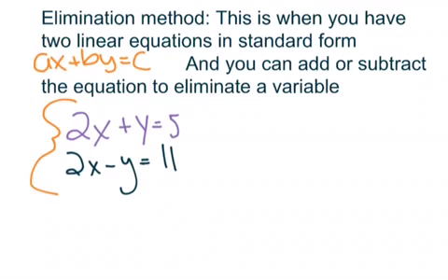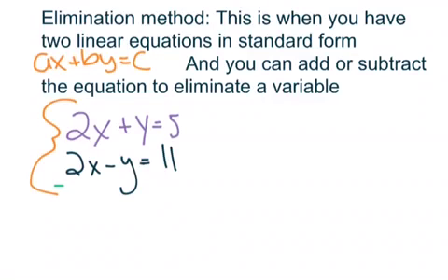All right, now we're going to hop over to the elimination method. This is when you have two linear equations in standard form, ax plus by equals c, and you can add or subtract the equations to eliminate a variable. Right here we have 2x plus y equals 5, then 2x minus y equals 11.